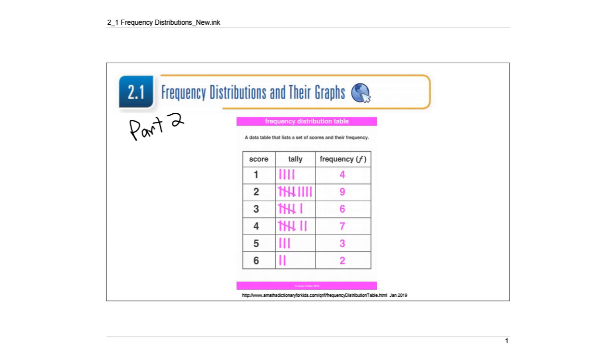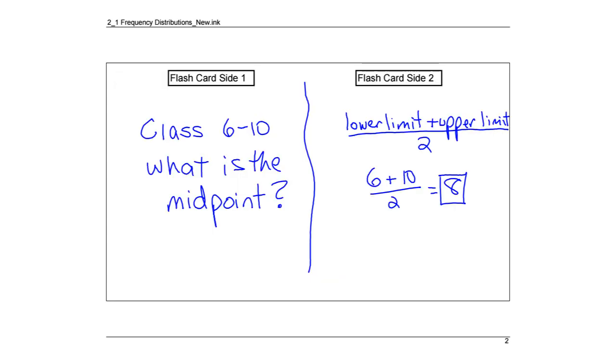Okay, let's take a look at 2.1 part 2. Okay, so let's set up some flashcards and do a review of what we did in part 1. So this is just one flashcard and it's each side. So on the first side, you're going to write a little problem here.